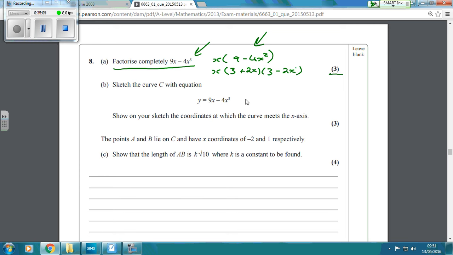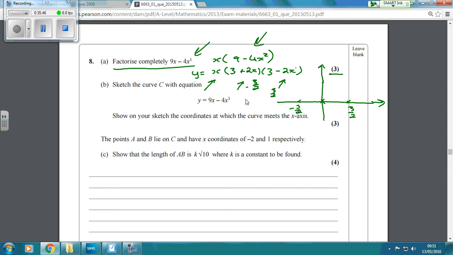Next, we've got to sketch this curve. So we've got to sketch y equals that there. I'll do a sketch up here. Obviously, you do it a little bit bigger. So we need to find out where this goes through the x-axis. So it's going to go through the x-axis at 0 there. It's going to go through at minus 3 over 2. And it's going to go through at 3 over 2. So 3 over 2 and minus 3 over 2.